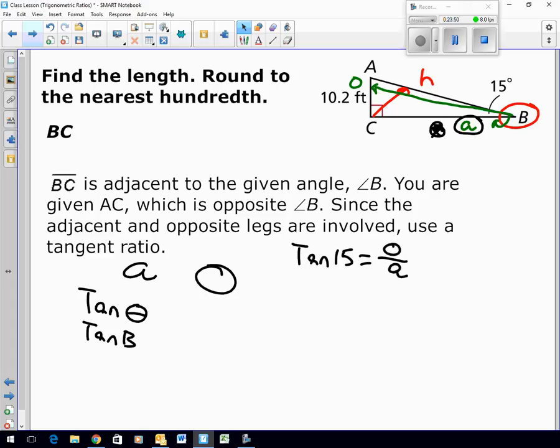From there, fill in what information you already know. Do you know anything about the opposite side? 10.2. Do you know anything about the adjacent side? No. So watch how this works. Tangent of 15 equals 10.2 over A.